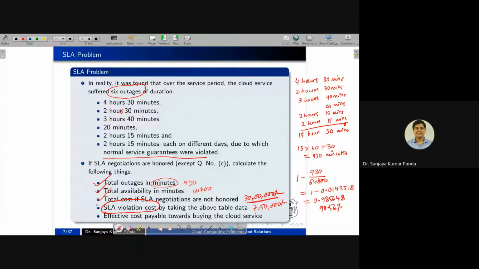Now the last question asks for the effective cost payable towards buying this service. That is nothing but 30 lakhs minus 7 lakh 50,000. So you will get 22 lakhs 50,000. That is the effective cost payable towards buying the service.